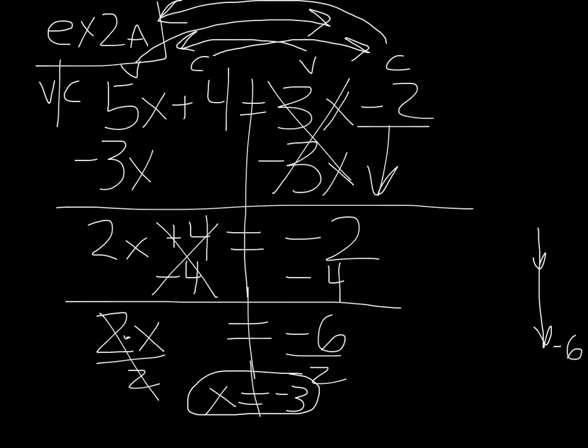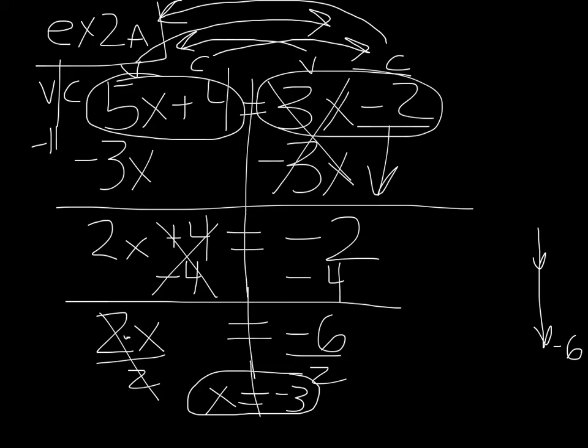And once again, you can plug that back in. 5 times negative 3 plus 4 would be negative 11. Over here, it would be 3 times negative 3, which is negative 9, minus 2, which is also negative 11. So that did work. I checked both sides and got negative 11, so that was correct. Let's go to example 2b.